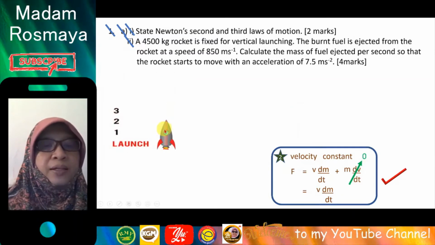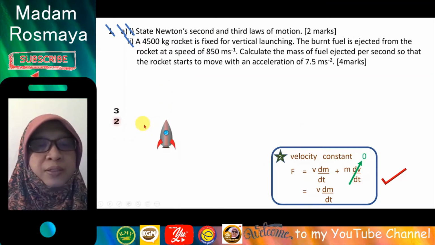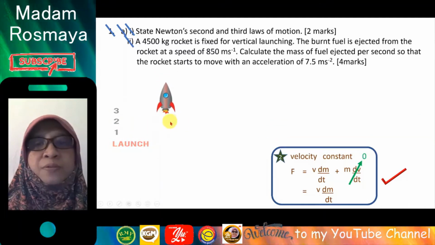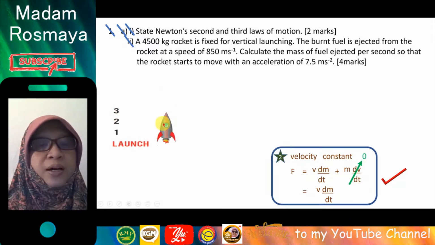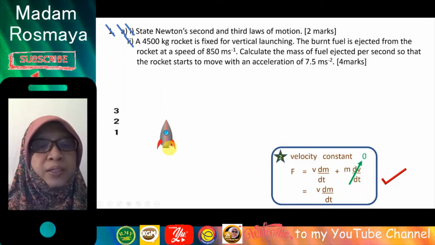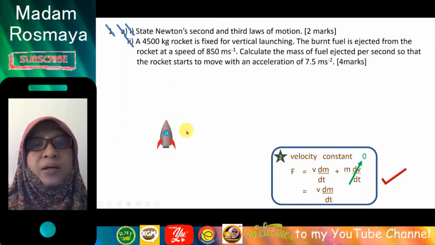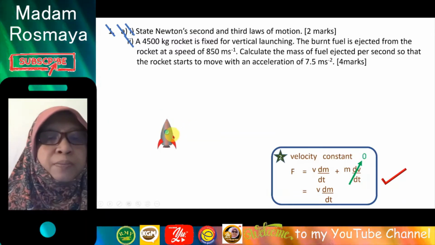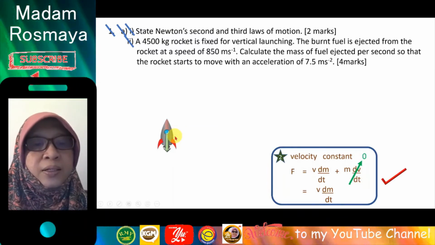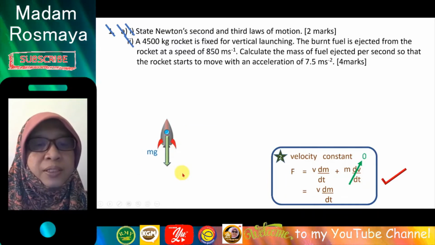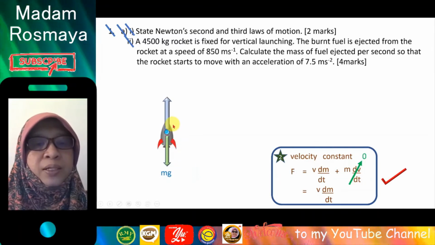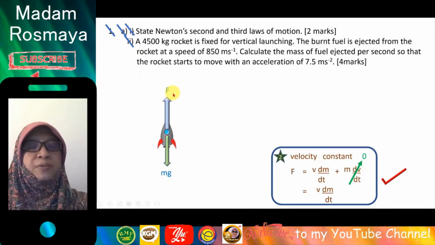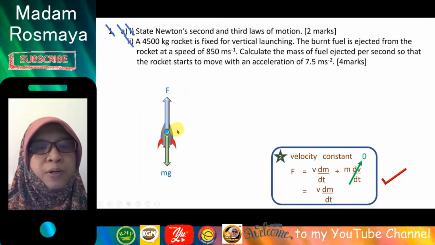The rocket usually takes some time before it is lifted off, so that the upward force is larger compared to the weight of the rocket. At this moment, before the rocket is launched, the weight of the rocket, mg, equals the thrust of the rocket. Let's call this thrust of the rocket F. So this is before the rocket lifts off.